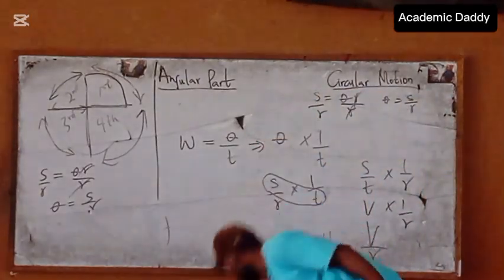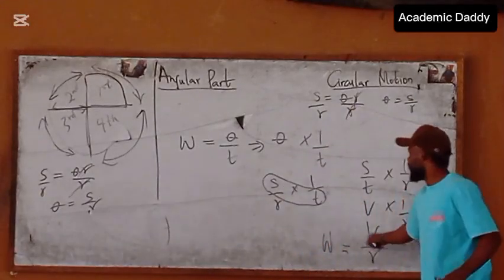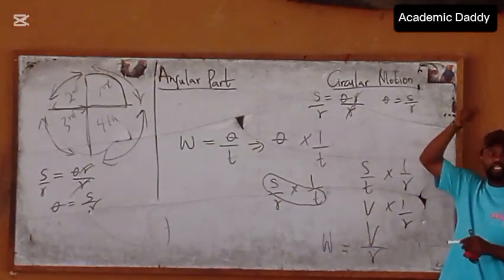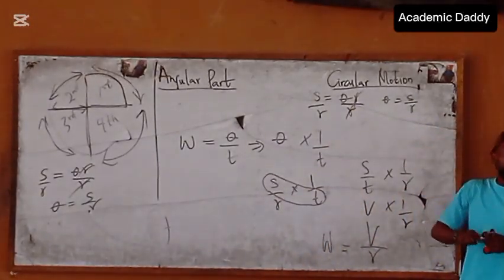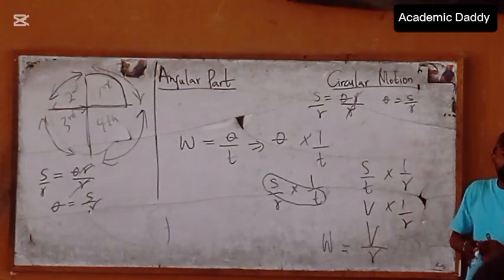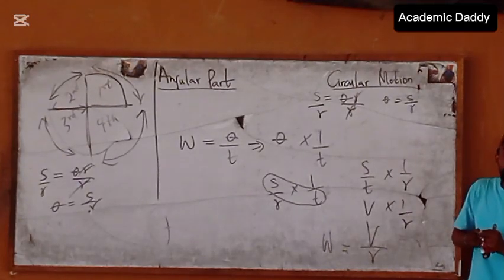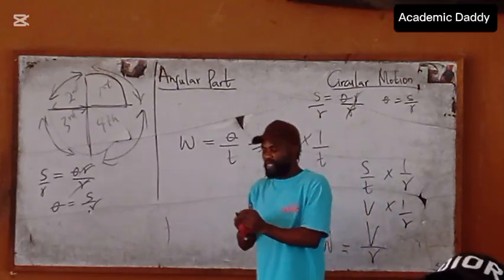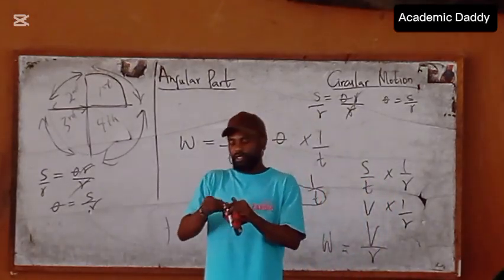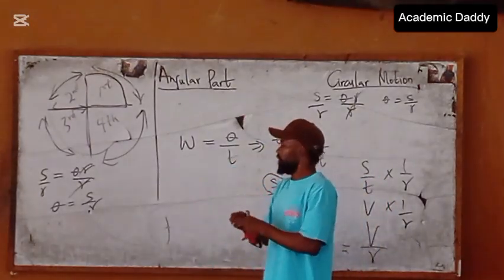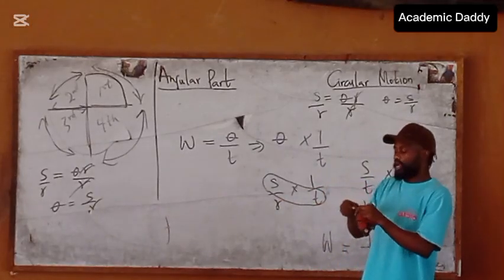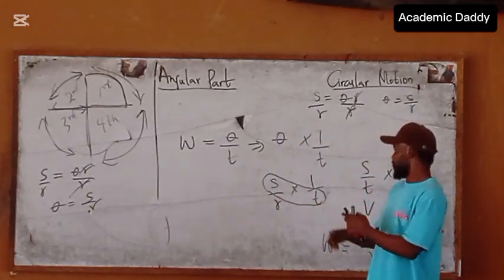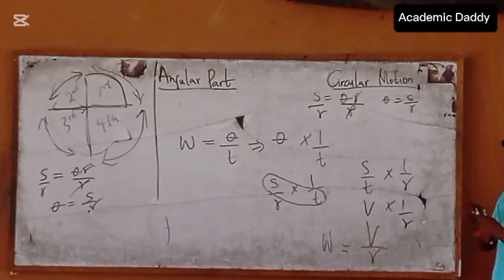Now that I have this, I can substitute it inside the linear part. From the linear part, we got that acceleration is equal to W square r. Remember I told you we are using the linear part for the angular part. So just substitute this v over r for W.